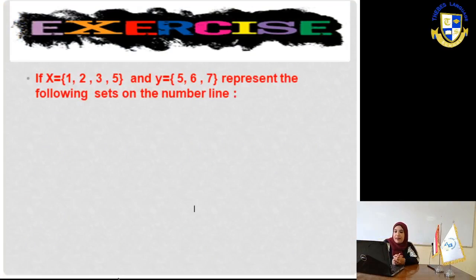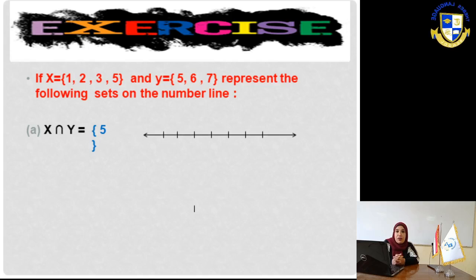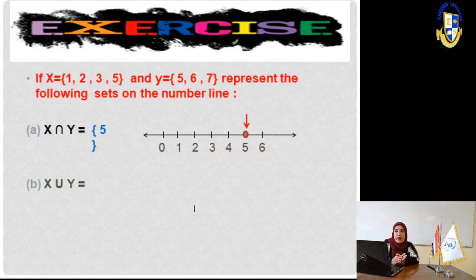Now, if X is a set of 1, 2, 3 and 5 and Y is a set of 5, 6, 7, represent the following sets on the number line. X intersect Y: where is the common element between X and Y? It will be only the set of 5, so you will make a point on the number 5 to represent the set of 5. X union Y: all the elements found in X and Y without repeating, so the answer will be the set of 1, 2, 3, 5, 6, and 7.